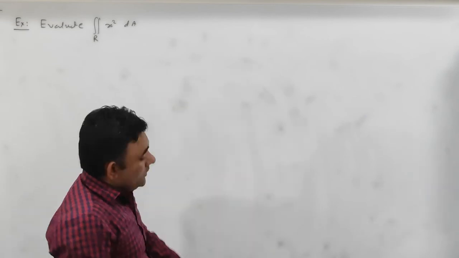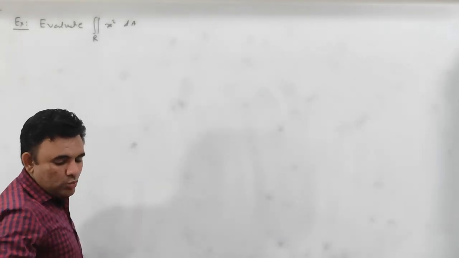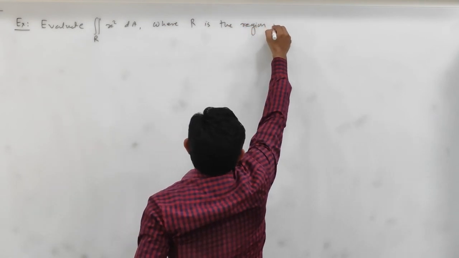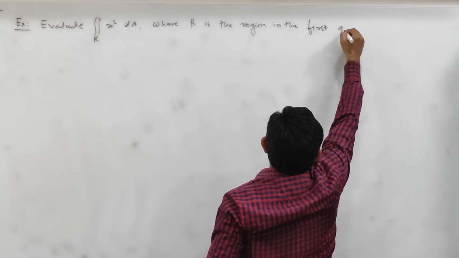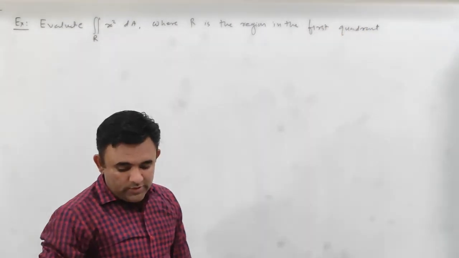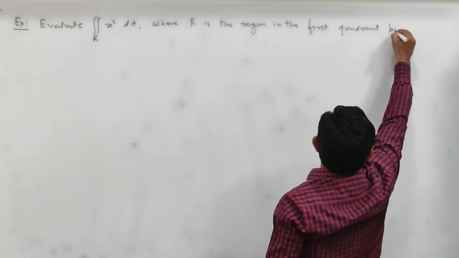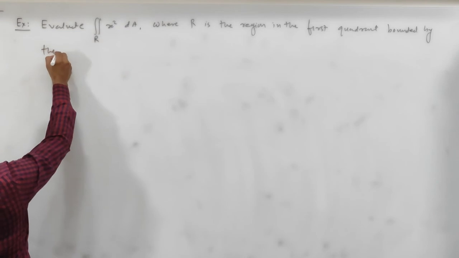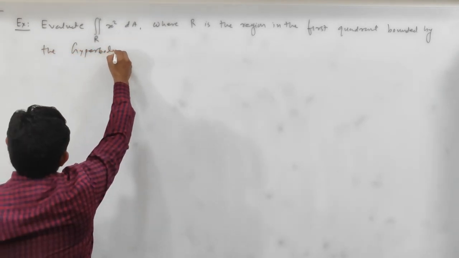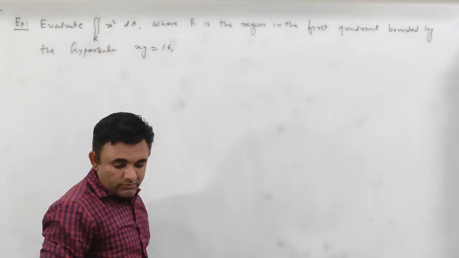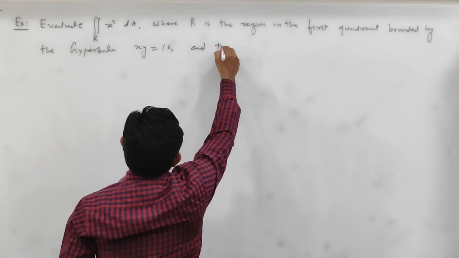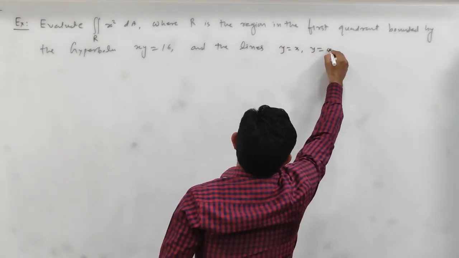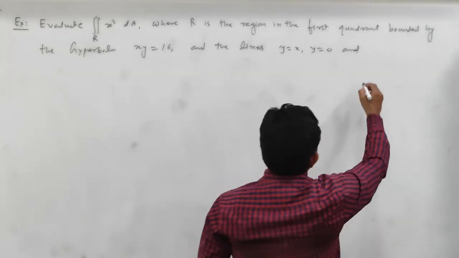Okay, fine. Evaluate the double integral of x square dA, where R is the region in the first quadrant bounded by the hyperbola xy is equal to 16, and the lines y equal to x, y equal to 0, and x is equal to 8.